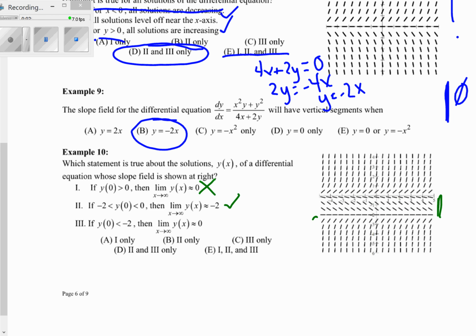And lastly, we're talking about this portion. If y of 0 is less than negative 2, then the limit as x approaches infinity is 0. So if you start here, it goes towards 0. If you start here, it goes towards, is it going towards x equals 0, though? I mean, y equals 0. So it's not, right? It's going towards y equals negative 2. That's where it's leveling off. So that's also not true, so it looks like it's going to be 2 only.